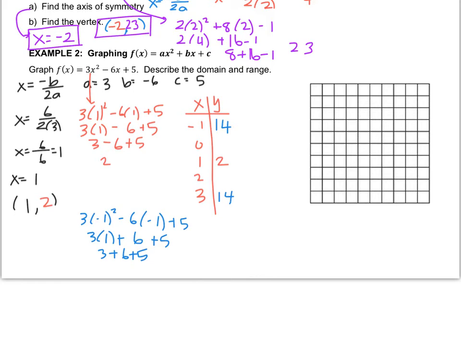And now I'll do the next one. I'll do 0. So I get 3 times 0 squared minus 6 times 0 plus 5. Oh, well, that's the y-intercept. So this cancels, that cancels, and you just get 5. So now I have my points, and now let's plot them.